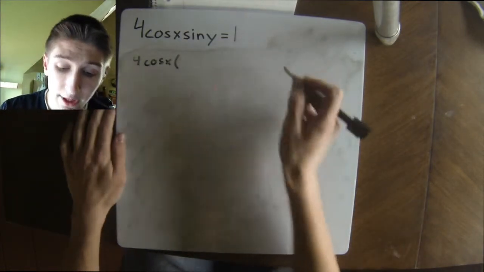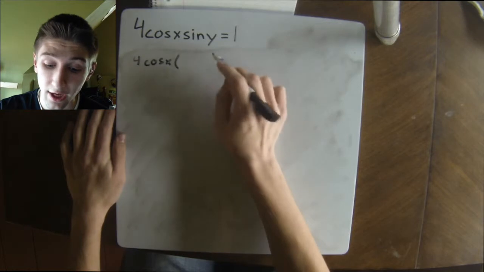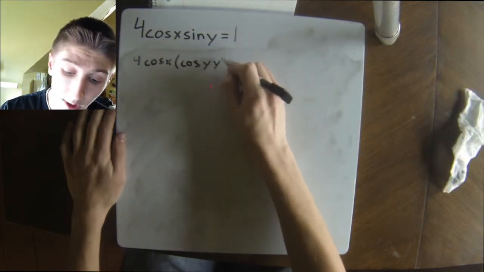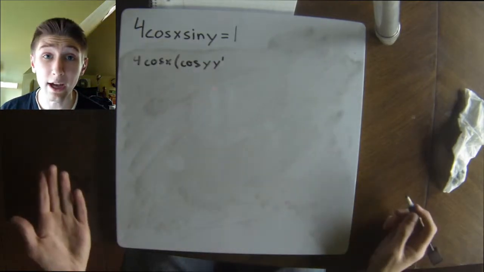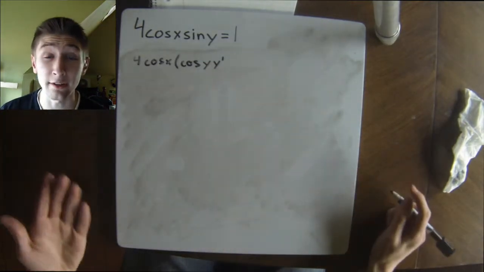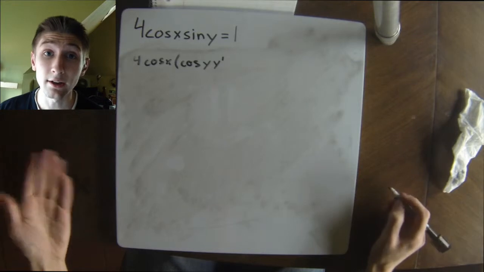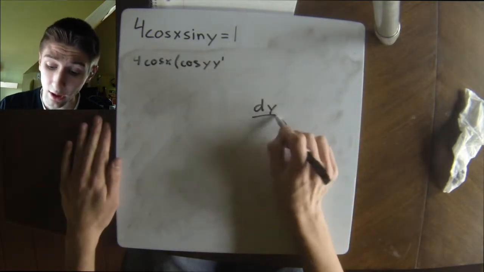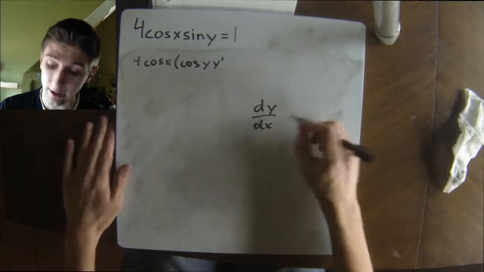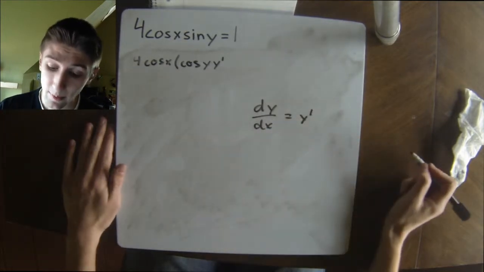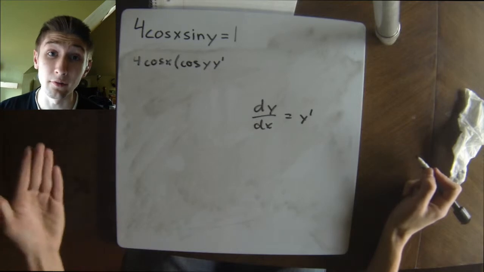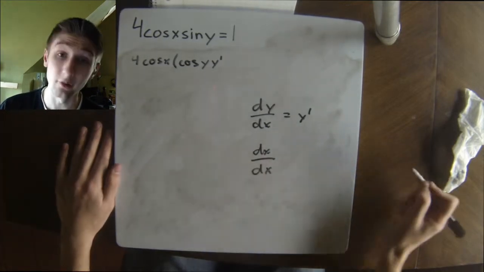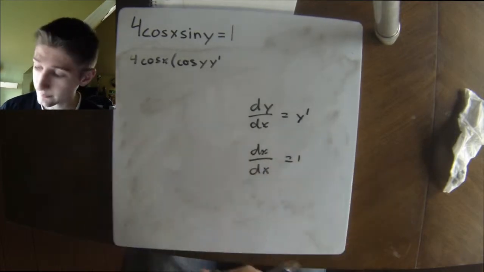And then we take the derivative of sine y, which is cosine y times y prime. Now the reason why we have y prime is because when you're taking the derivative of y in terms of x, you're essentially saying dy/dx, which is the same thing as y prime. Whereas when you're taking the derivative of x in terms of x, which is dx over dx, that is just 1.